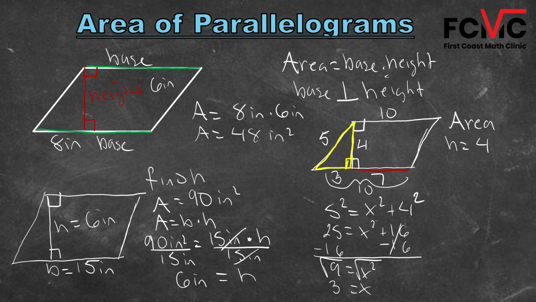So we know our height is 4, our base is 10, so now we could find our area by multiplying our height of 4, our base of 10, and getting an area of 40. We'll put in units squared because our units are always going to be squared. Okay? All right, let's finish up by finding the area of squares.